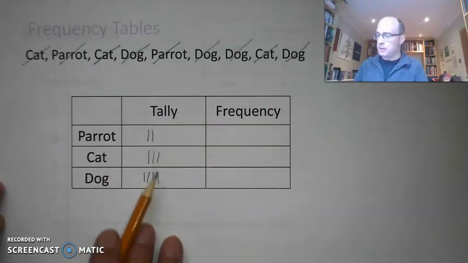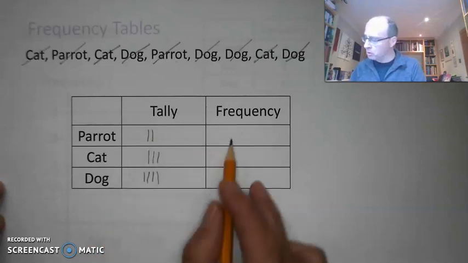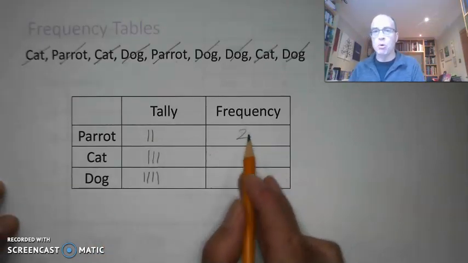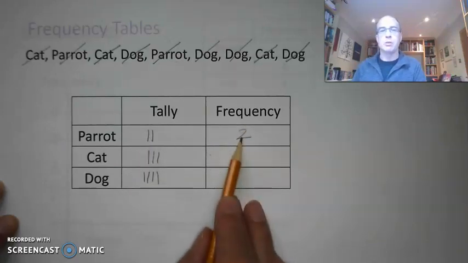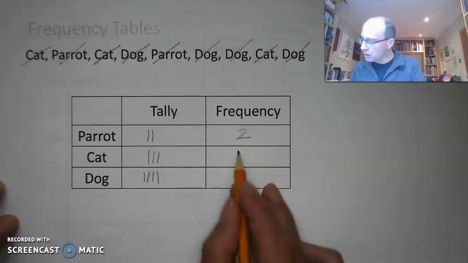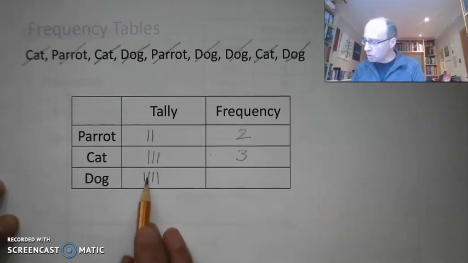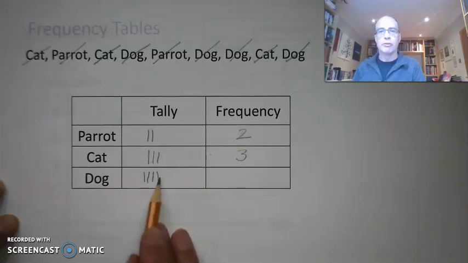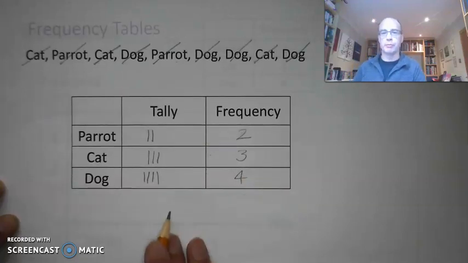All I then need to do is add up my tally marks. So for parrot, I've got 1, 2 marks. So my frequency, remember all I mean by that is my count. So 2, I've got a frequency of 2. Cat, I've got 1, 2, 3 tally marks. So that's going to have a frequency of 3. And my dog, I've got 1, 2, 3, 4 tally marks. So I've got a frequency of 4.